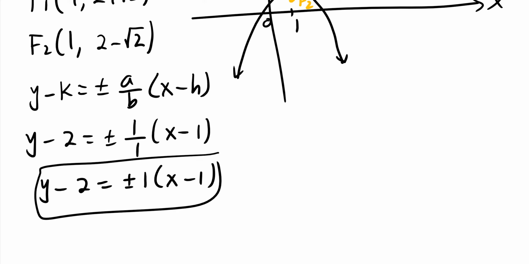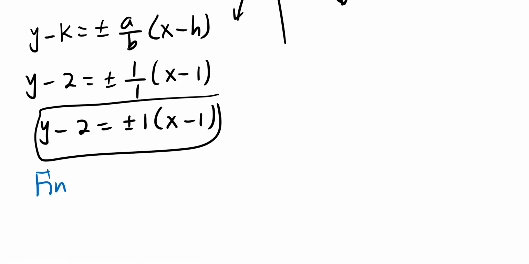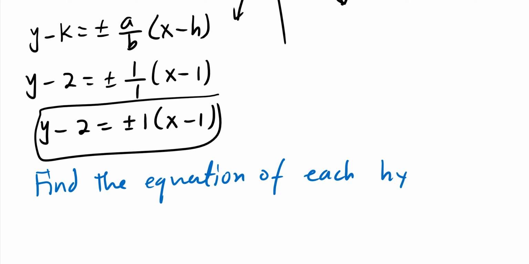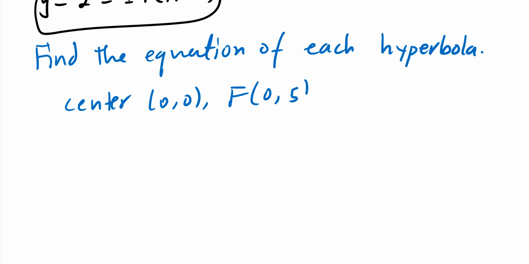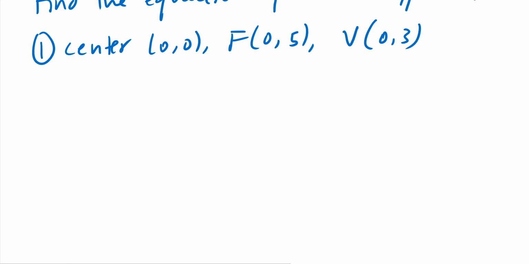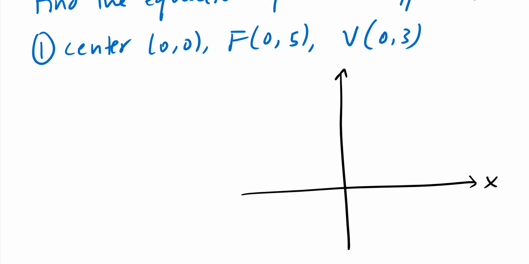Other kind of examples, good to ask, is how to find the equation of each hyperbola. So each equation with the given information. Let's say they give us part 1: the center at 0, 0, focus 0, 5, vertex at 0, 3. Just to start with, easy stuff. Always plot the given. That's the key to solve a lot of problems in conics.